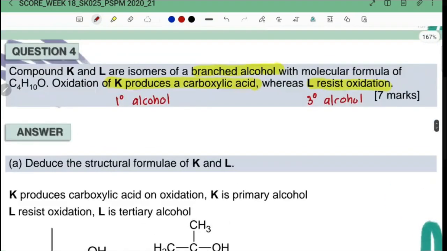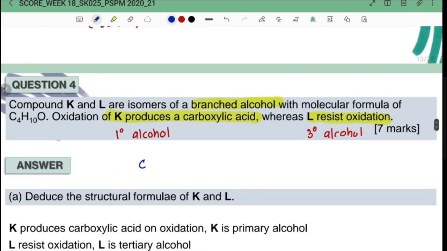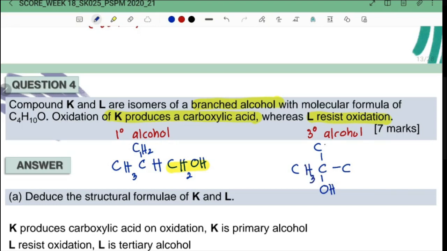So for the primary alcohol, we usually do it this way. We first put the OH on the primary carbon. Then, since we have used one carbon, for the other 3 carbons we make a branch. So CH3, CH2, CH, CH2OH. This CH2OH can become COOH. For the tertiary alcohol, first make the tertiary carbon. This carbon is bonded to 3 others, and put OH. Since that is enough, the 4 carbons total up. So this is the structure of L.